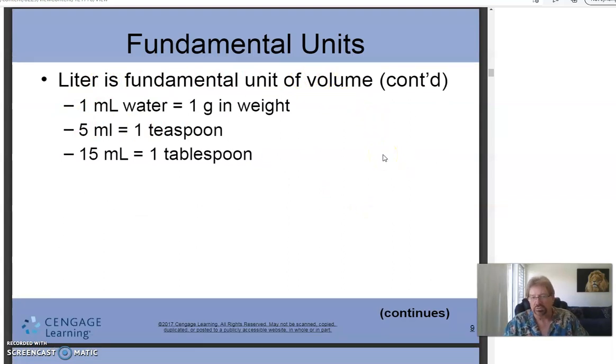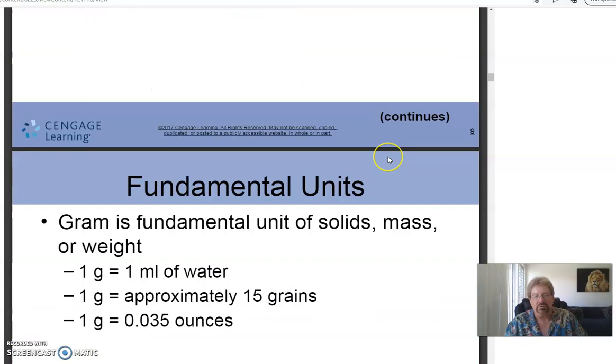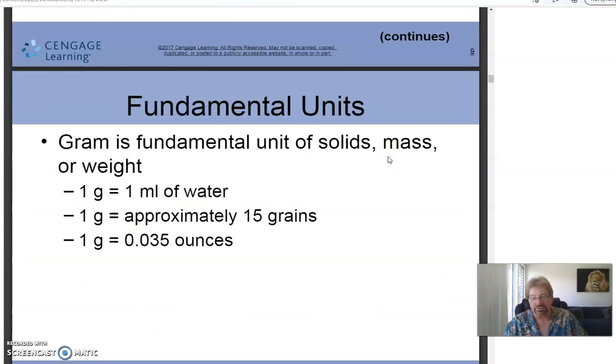2-liter Cokes, 2 liters. 1 milliliter of water, that's how it's abbreviated, equals 1 gram in weight. There's 5 milliliters in a teaspoon, 15 milliliters in a tablespoon. Now these two I wouldn't have known. Well, you don't normally have to do it, but sometimes.